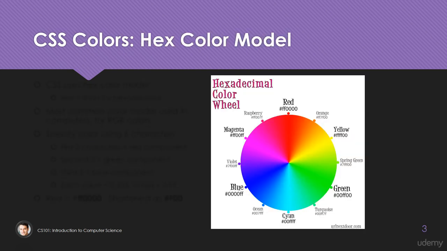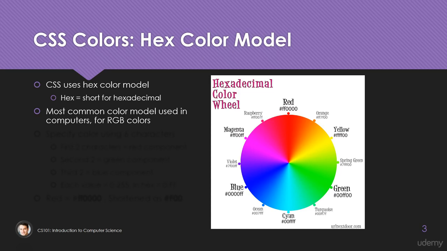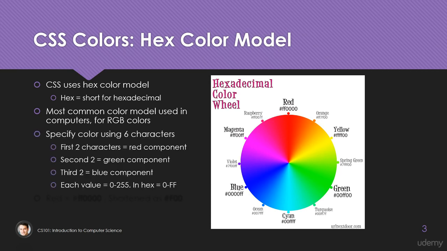One more thing about CSS and HTML colors is that CSS and HTML use the hexadecimal color model. You might have seen this in other places as well. This is the most common color model in computers for RGB colors, which is red, green, and blue. These are the foundational three components of a color. So the way hexadecimal colors are represented is there are 6 characters. You can see some examples here.